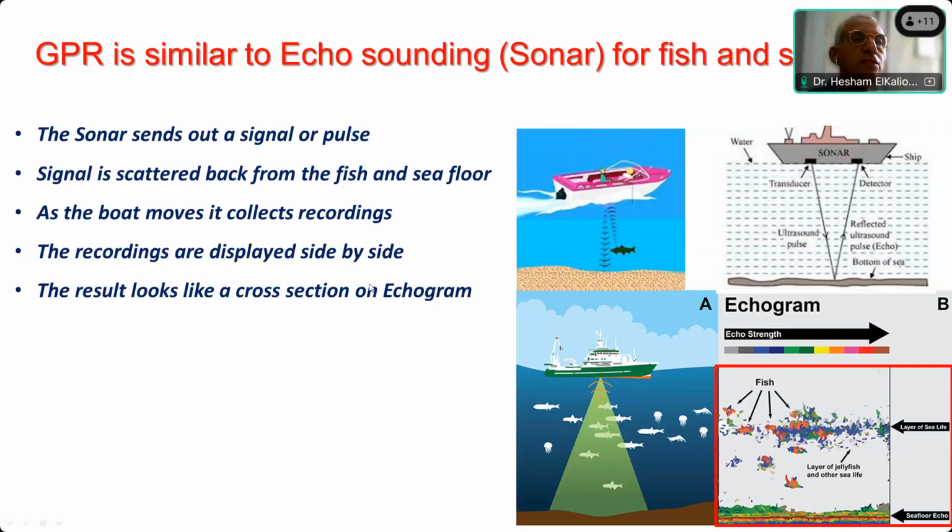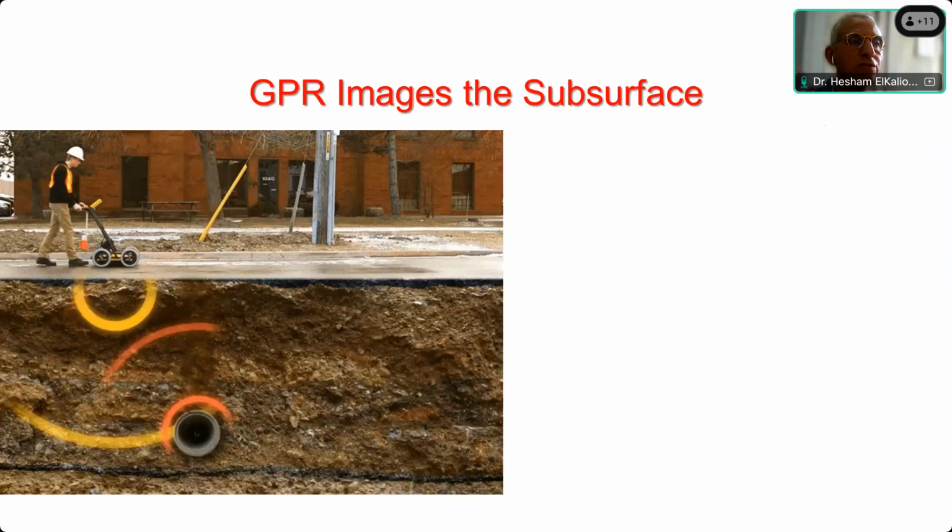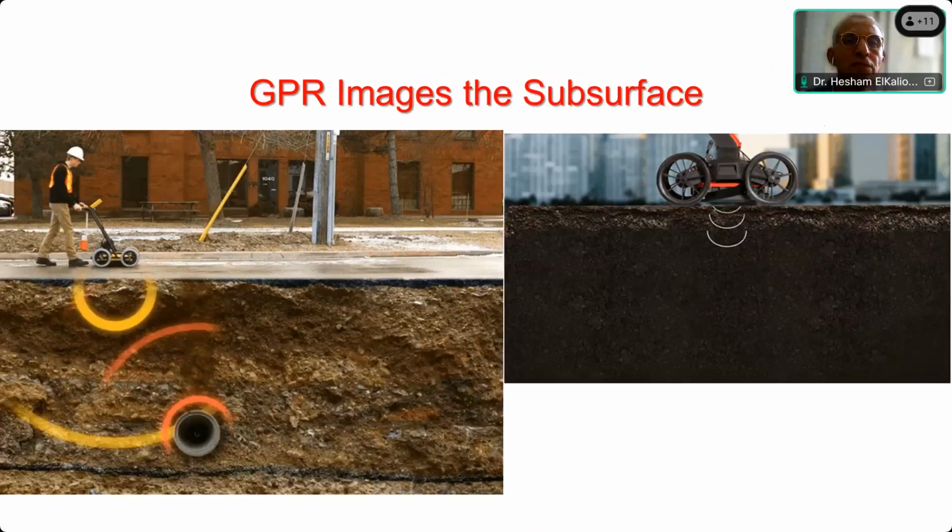This is quite similar to exactly what GPR is doing. In GPR, we also send a signal into the subsurface and get some reflections that tell us about these targets, whether it's a cavity, utilities, or any target in the subsurface. So we send the signal to the subsurface and get some reflections, and based on these reflections we can determine what's exactly in the subsurface.